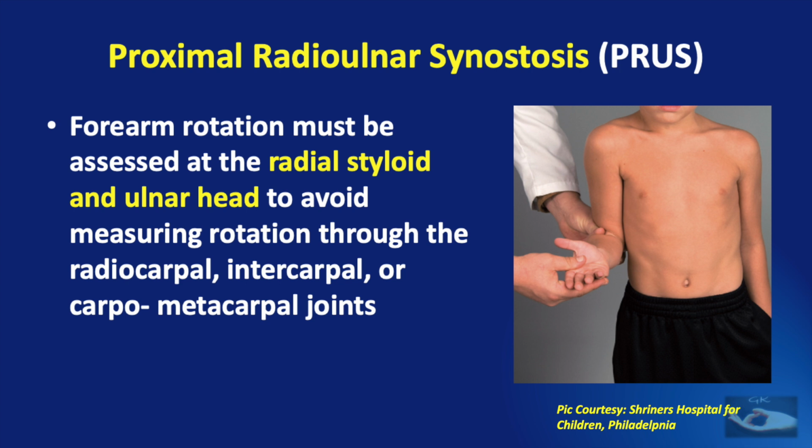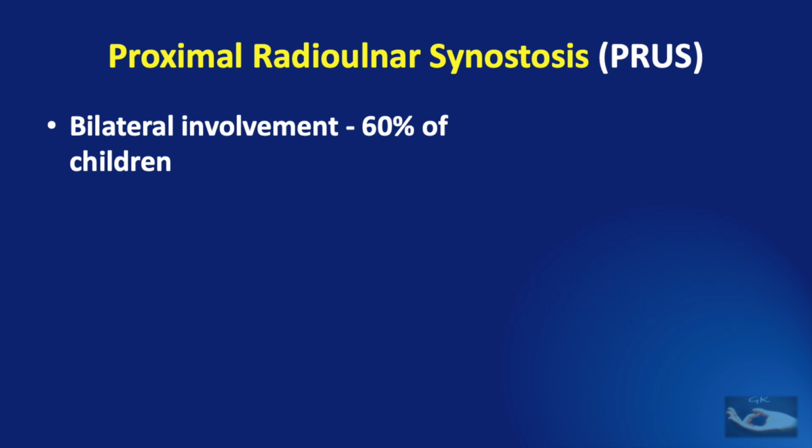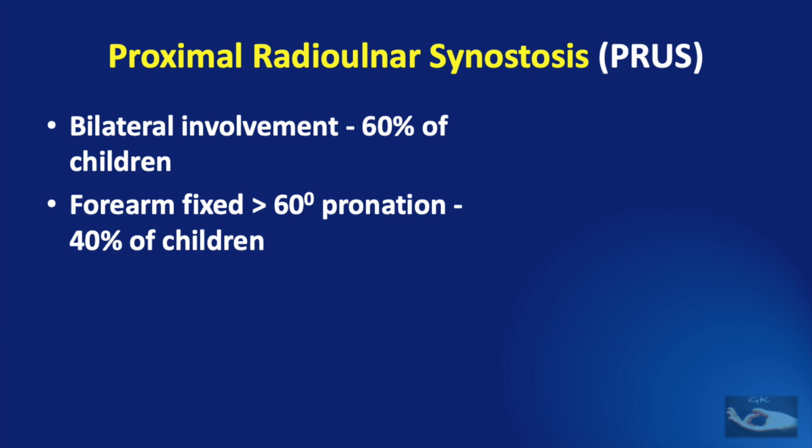Forearm rotation must be assessed at the radial styloid and ulnar head to avoid measuring rotation through the radiocarpal, intercarpal, or carpometacarpal joints. When children have bilateral involvement and the forearms are fixed in marked pronation, they have more functional limitations. In children in whom the arms are fixed in severe pronation or supination, the radioulnar synostosis can be diagnosed during infancy. Bilateral involvement is seen in approximately 60% of children, and the forearm is fixed in greater than 60 degrees of pronation in approximately 40% of patients.